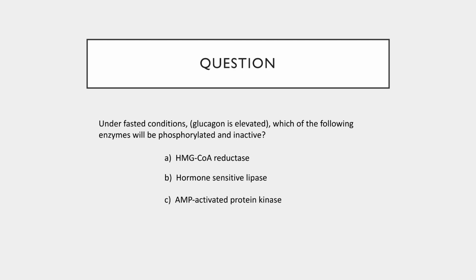AMP-activated protein kinase. Again, under fasted state conditions, the kinase is phosphorylated to be active. And finally, glycogen phosphorylase. Again, this is a fasted state regulatory enzyme responsible for glycogenolysis in the fasted state, so it would also be phosphorylated and active. This leaves us with HMG-CoA reductase being the correct answer here. Under fasted state conditions, this enzyme would be phosphorylated and inactive.